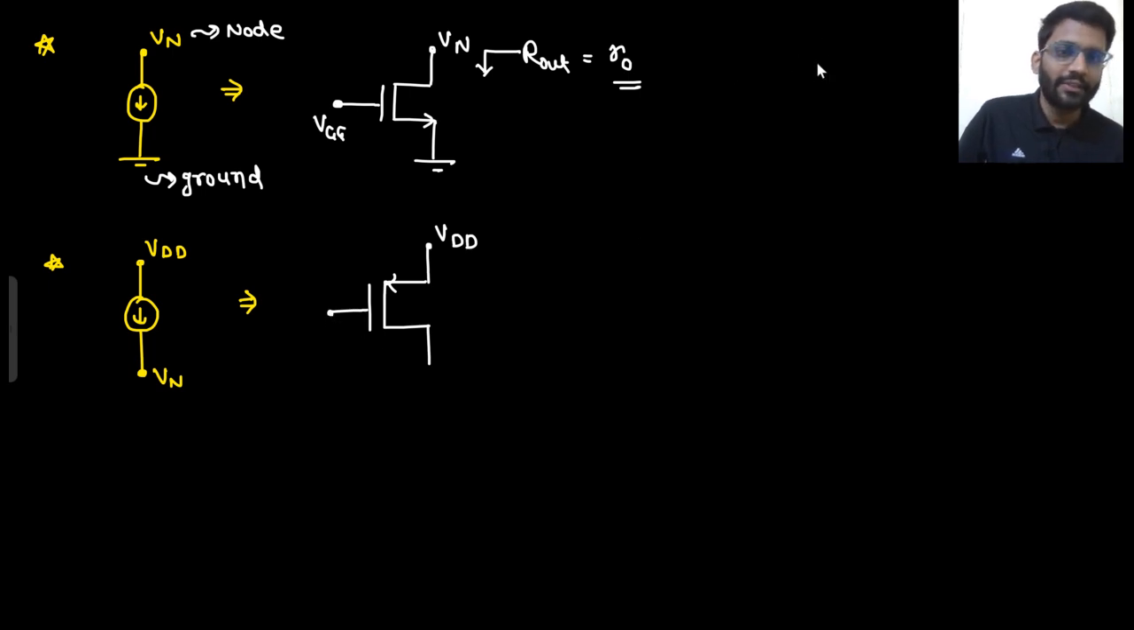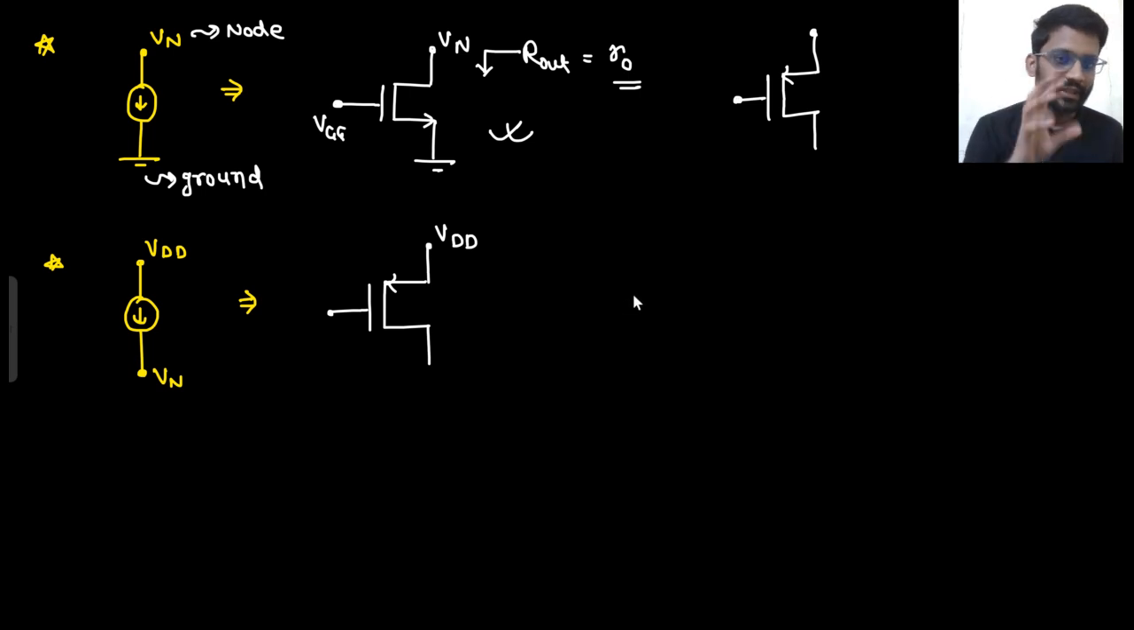One more thing. It's not that this will not be working as a current source. Yes, it will work as a current source, and in some circuits you will see they use PMOS as well. But this is desirable. It will also work as a current source, but a very weak current source because it is having 1 by GM parallel with R0. So it's not that you cannot use it. You can certainly use it. But generally, from VN to ground, you use NMOS, and from VDD to VN, you use PMOS.